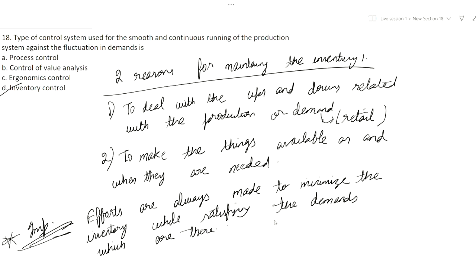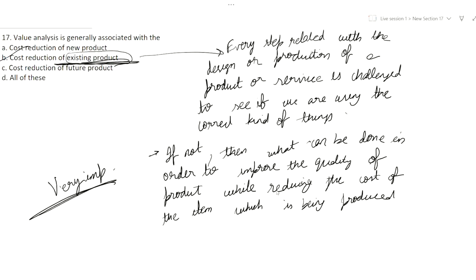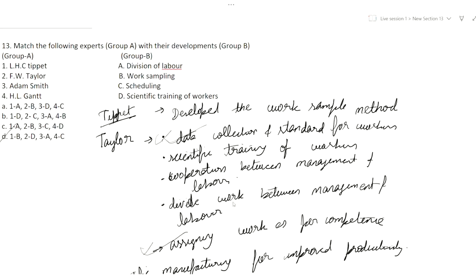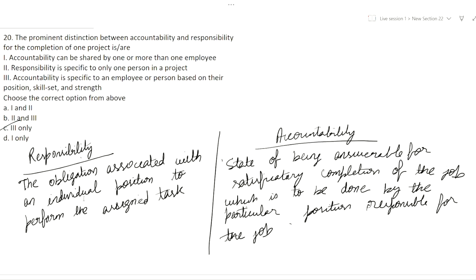Next, we discussed different types of organizational structure, such as tall organizational structure, top-down, and bottom-up organizational structure. So these were overall some important points from the first session.